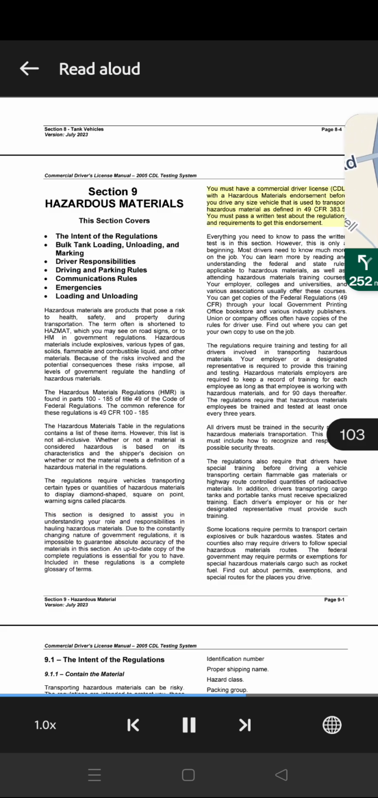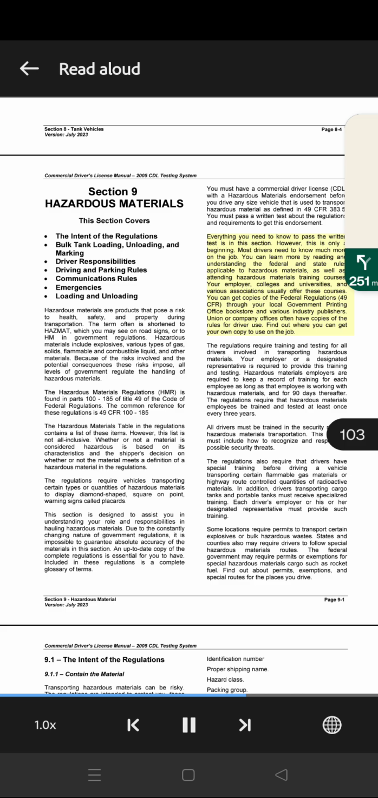You must have a commercial driver license (CDL) with a hazardous materials endorsement before you drive any size vehicle that is used to transport hazardous material as defined in 49 CFR 383.5. You must pass a written test about the regulations and requirements to get this endorsement. Everything you need to know to pass the written test is in this section. However, this is only a beginning. Most drivers need to know much more on the job.